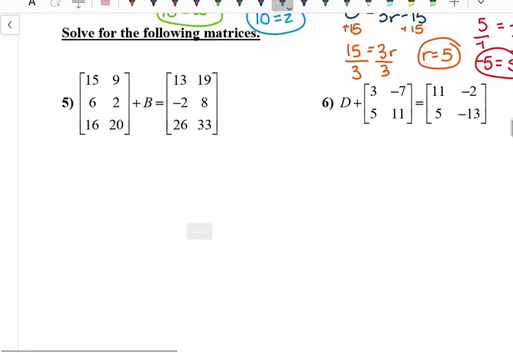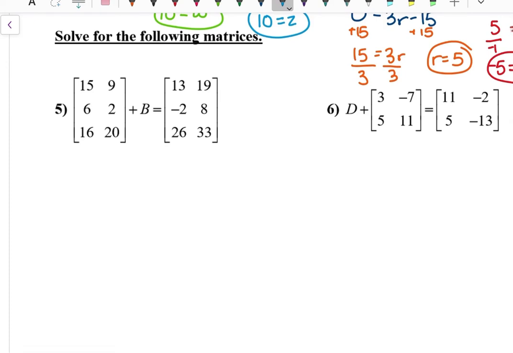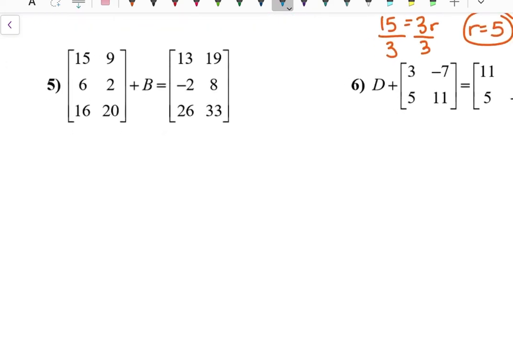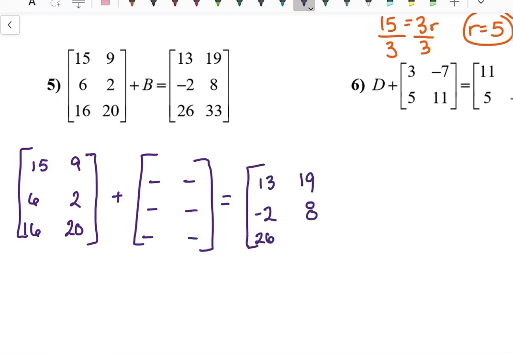That was a lot. So for these ones, I just need to solve for the following matrices. So in this case, I need to find the missing matrix. So I have two matrices being added, and I know the solution. So what I just need to do is go through and find each of those missing numbers that would make this true. So I'm going to rewrite this, 15, 9, 6, 2, 16, 20. And instead of just putting B, I'm going to add in the missing matrix that I need. It needs to have all the same dimensions, and I need to fill in all those blanks. I know it needs to equal this matrix, 13, 19, negative 2, 8, 26, 33.